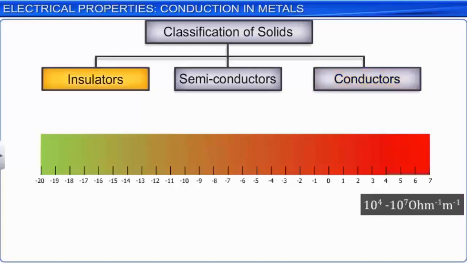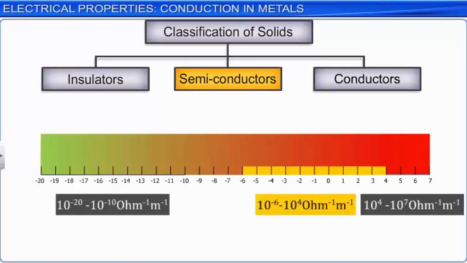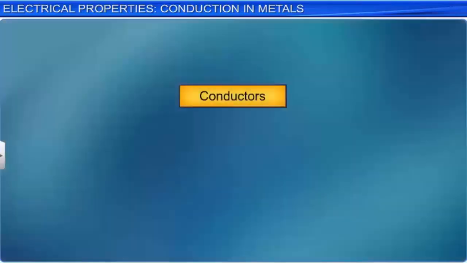Insulators have extremely low conductivities, ranging between 10^-20 and 10^-10 ohm^-1 m^-1. Semiconductors have conductivities in the intermediate range, from 10^-6 to 10^4 ohm^-1 m^-1. Let's first study conductors in detail. Depending upon the mode of conduction, conductors can be classified into two types: metallic conductors and electrolytic conductors.